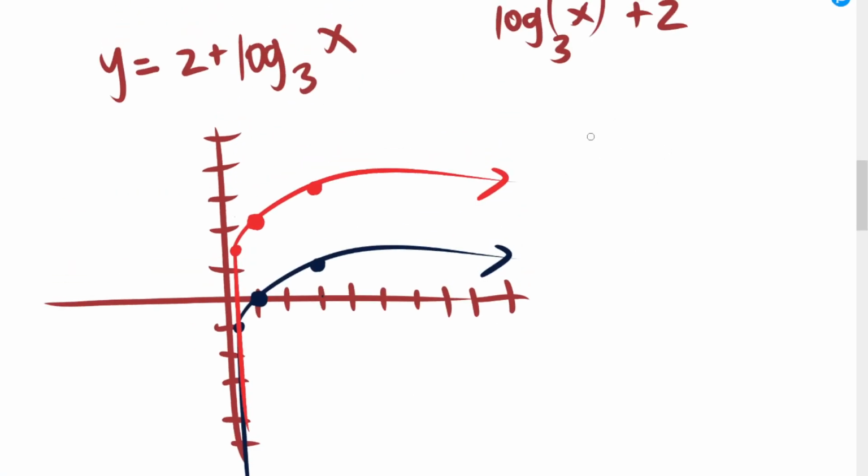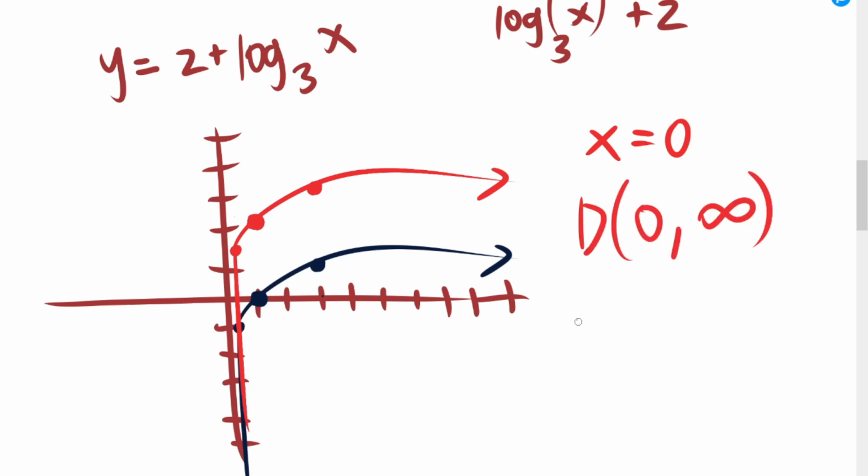And so we'll have a vertical asymptote at x equals 0 still. We'll have the domain of 0 to infinity, and the range of negative infinity to positive infinity. And that would be your answer for number 67.